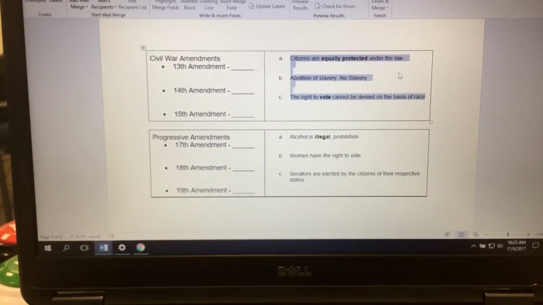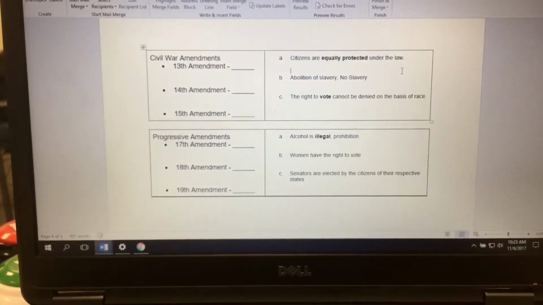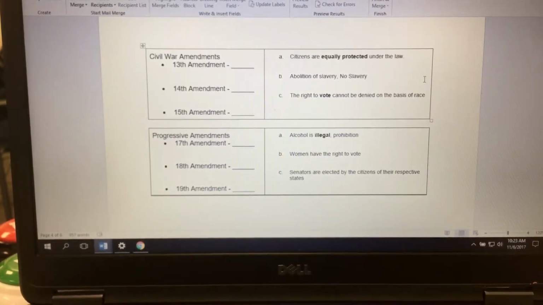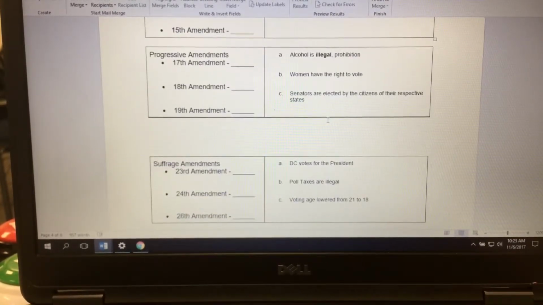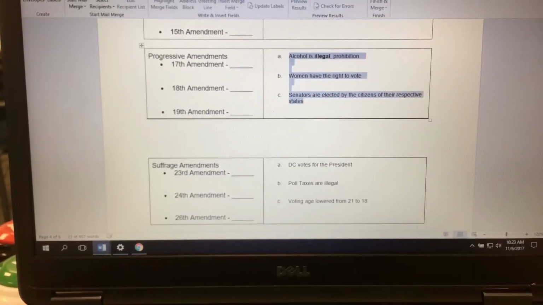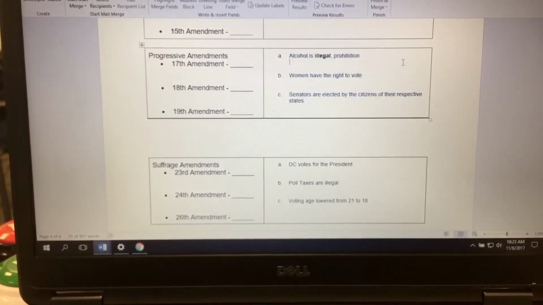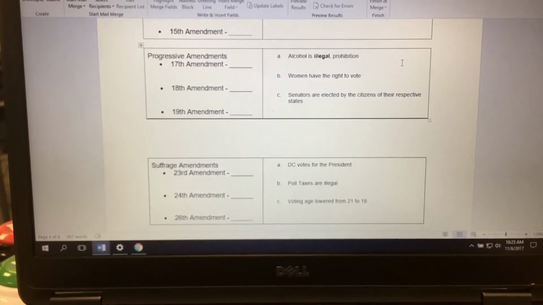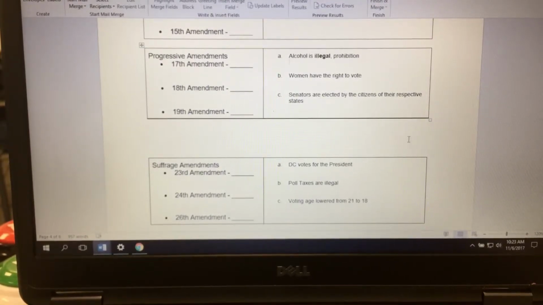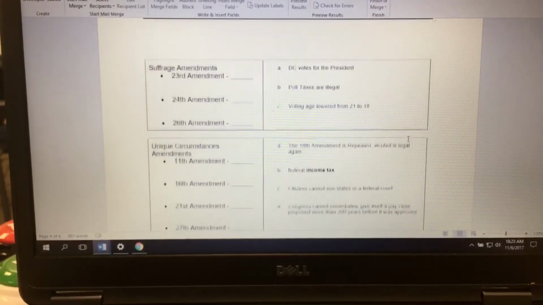Citizens are equally protected under the law. Abolition of slavery, no slavery. The right to vote cannot be denied on the basis of race. Alcohol is illegal, prohibition. Women have the right to vote. Senators are elected by the citizens of their respective states.